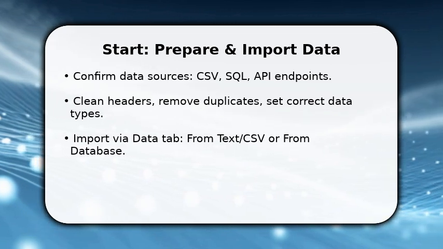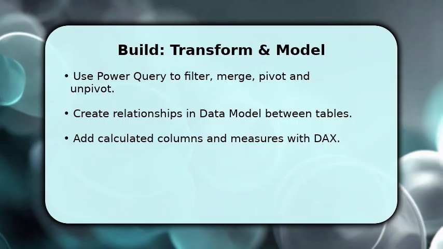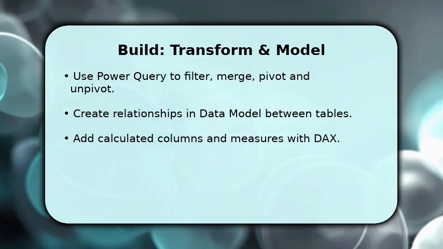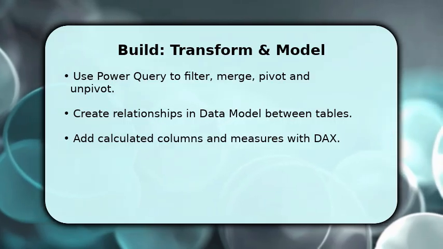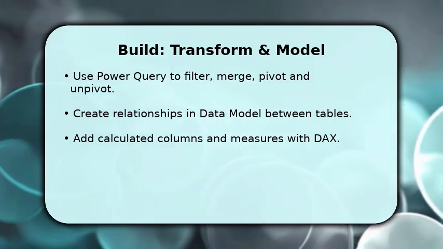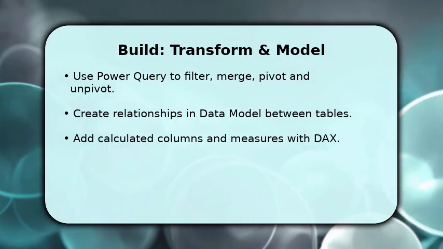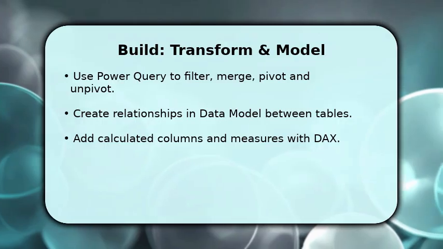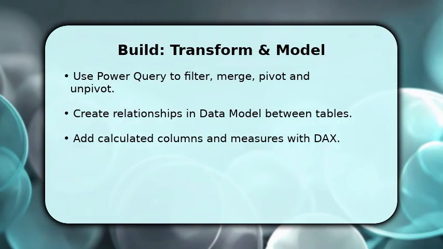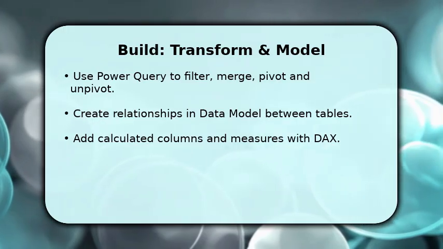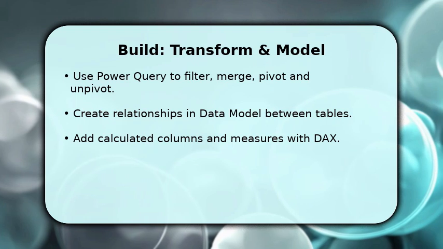Once your baseline is in place, use Power Query to transform data, filter rows, merge tables, and pivot or unpivot to get analytic shape. Make sure to load transformed tables to the data model and define relationships by matching keys. This enables cross-table calculations. Then add calculated columns for row-level logic and measures with DAX for aggregations like SUM, AVERAGE, or CALCULATE for context-aware totals. As you proceed, test a sample pivot to validate results.